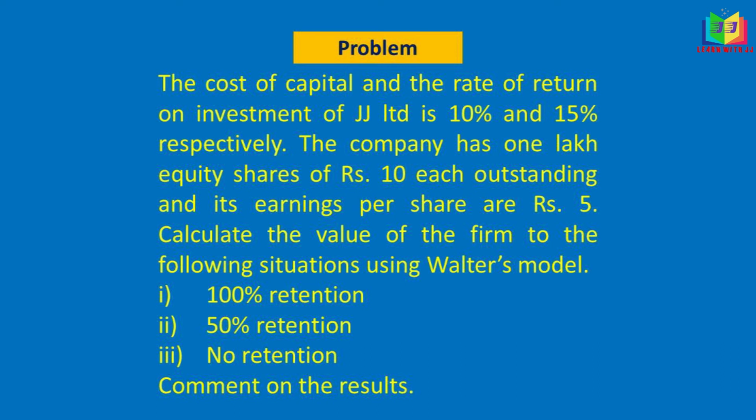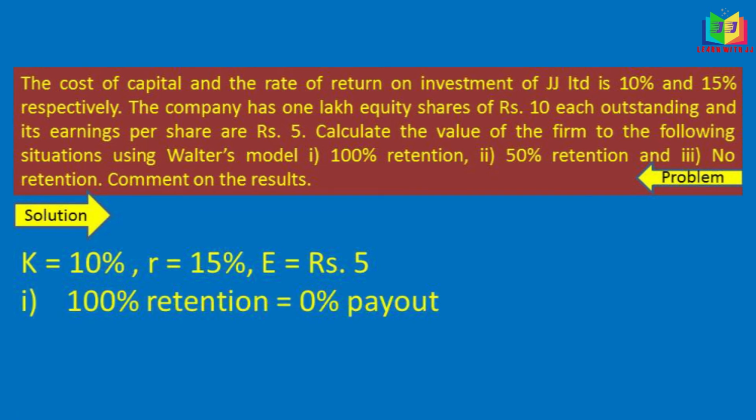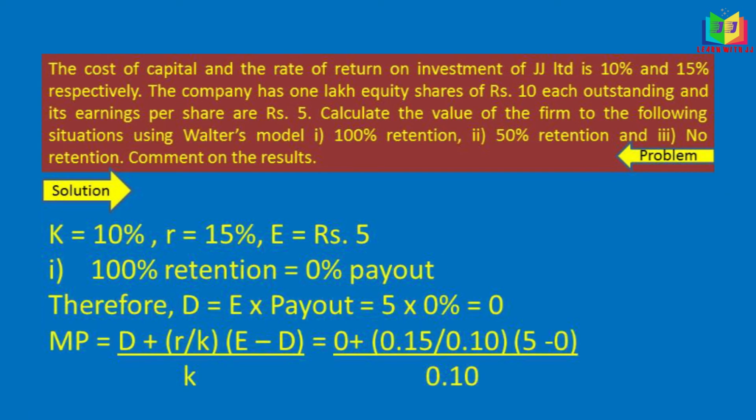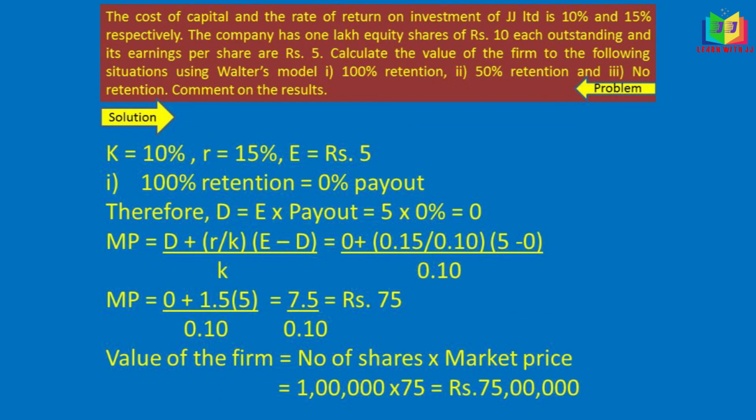Okay, let's start doing the problem. First we'll work out with 100% retention. 100% retention means 0% payout. I have written the value of K, R and E. Therefore D is equal to E into payout. Here E is 5. 5 into 0% we'll get 0. If we substitute in that formula, we'll get rupees 75, and 75 is the market price of the share. And now we have to calculate the value of the firm.